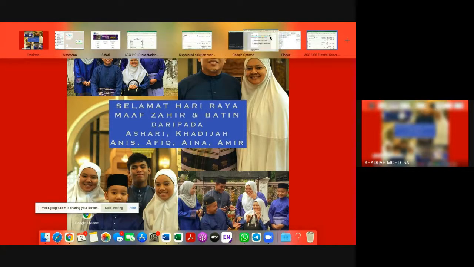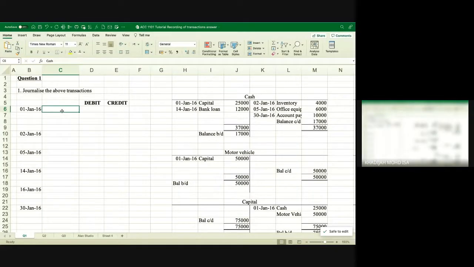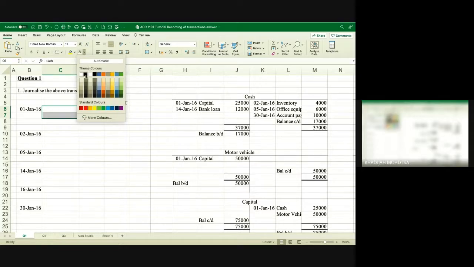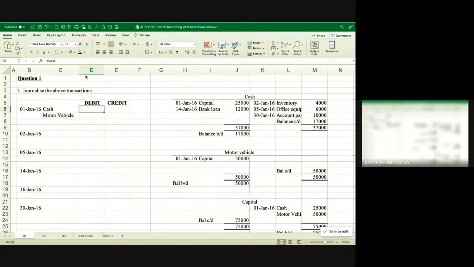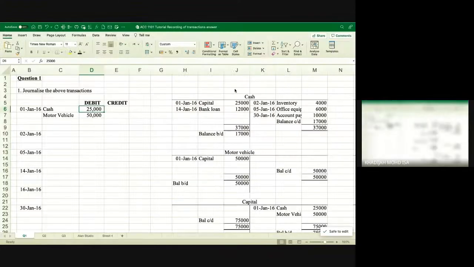The one here. Okay. So again, you have your cash, meaning an asset increase in the company, and then you have the motor vehicle also increase. So now you have to debit 2 accounts, which are the assets: your cash and your motor vehicle. How much is brought into the business? You're going to debit cash of 25,000 and debit your motor vehicle of 50,000. But on the credit side, remember, what should be the account on the credit side?